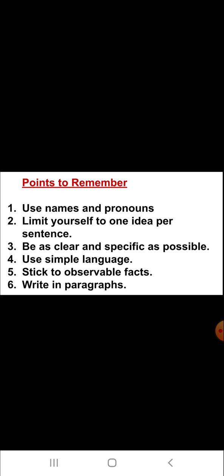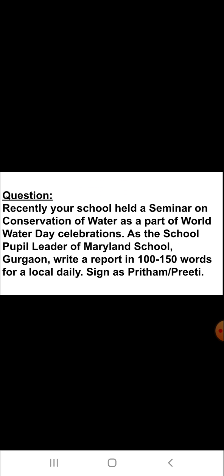Now let us see one example of report writing, how we should write a report. The question is, recently your school held a seminar on conservation of water as a part of World Water Day celebrations. As the school pupil leader of Maryland School, Gurgaon, write a report in 100 to 150 words for a local daily. Sign as Pritam or Preeti.